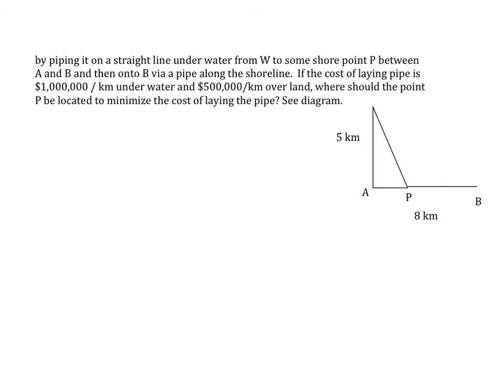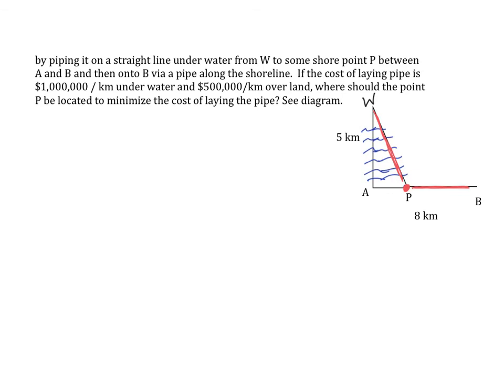Okay, so let me redraw it here since we had to change pages. Here's that point W, right? And here is where the water is, right along here. This is the water. So all of this is water, and you want to know where to put point P, so that when you add up the cost of laying the pipe this way and the cost of laying the pipe that way, you get a minimum value for the cost.